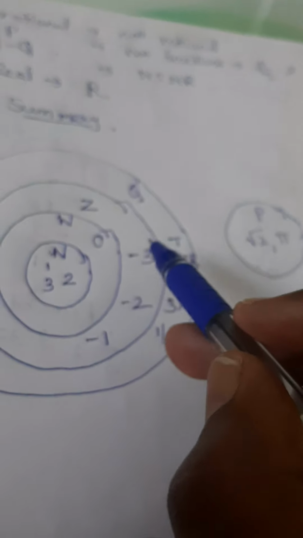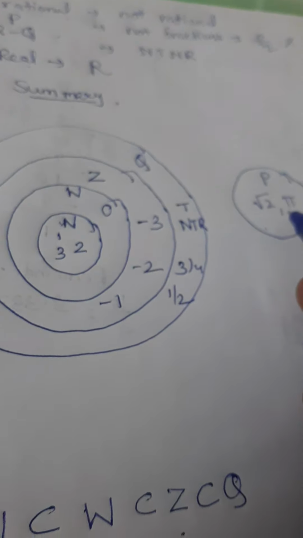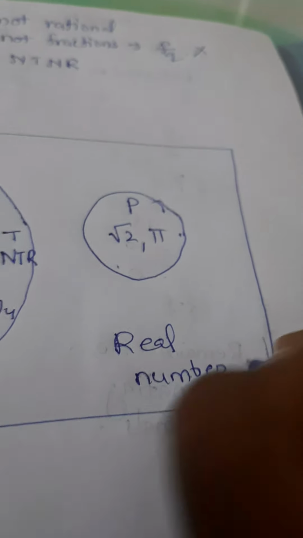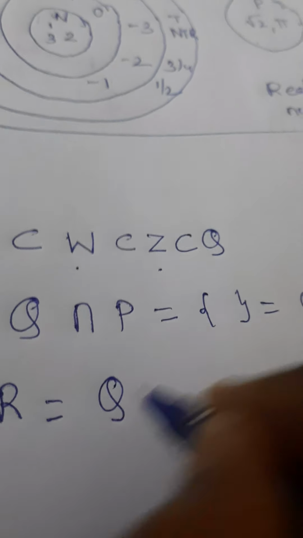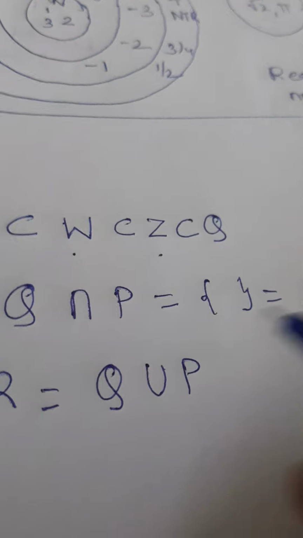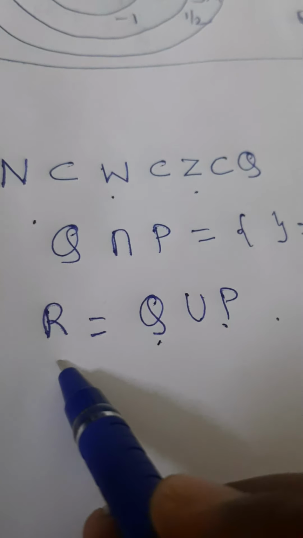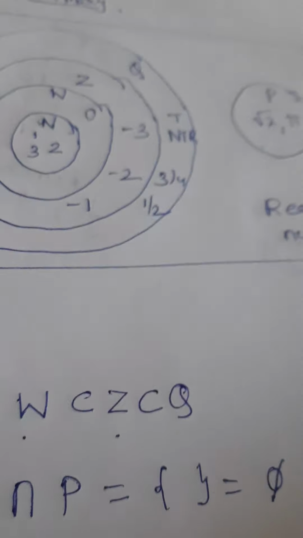Okay, and rational numbers as well as irrational numbers combined together form your real numbers. That is, the set R is equal to the set of rational numbers union P. That is, the set of rational numbers union the set of irrational numbers will be your real numbers. Okay, so I hope this is clear.